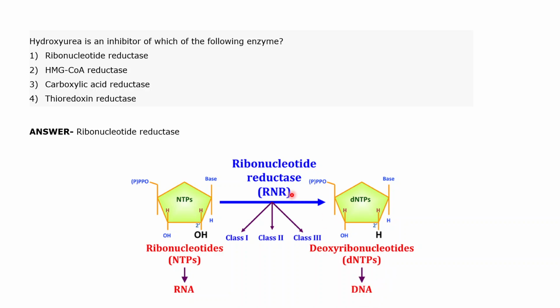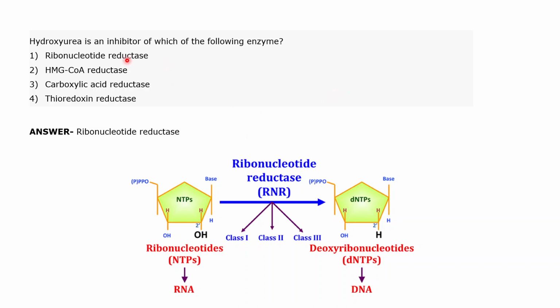So whenever ribonucleotide reductase is inactivated, the level of ribonucleotides accumulates, while the level of deoxyribonucleotides decreases because they are not getting produced from the ribonucleotides, right?